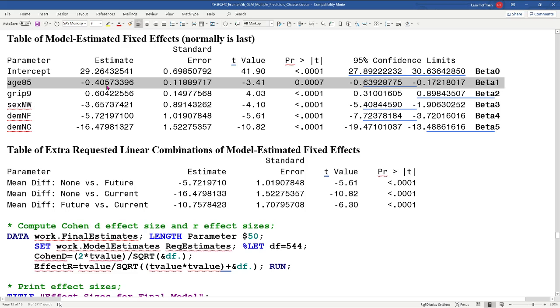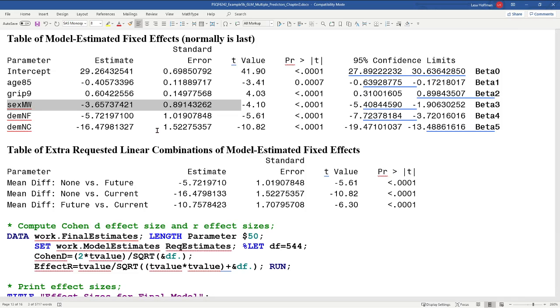So for every year older you are, cognition goes down by 0.4. For every pound stronger you are, cognition goes up by 0.6, and that is also a significant effect. This is telling us that there is a significant gender difference. Because the men are the 0 and the women are the 1, a negative slope is telling us that the women, who are the 1, are lower. So women are lower by 3.6 than men, significantly so.